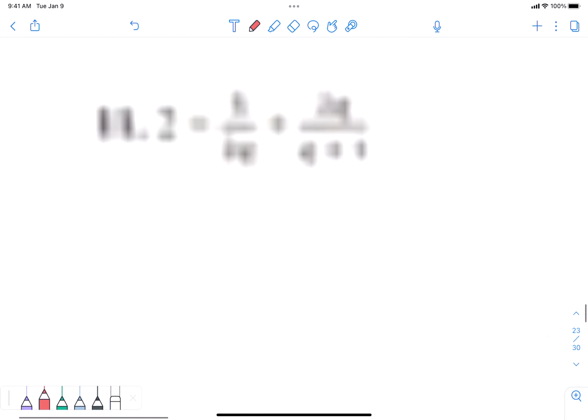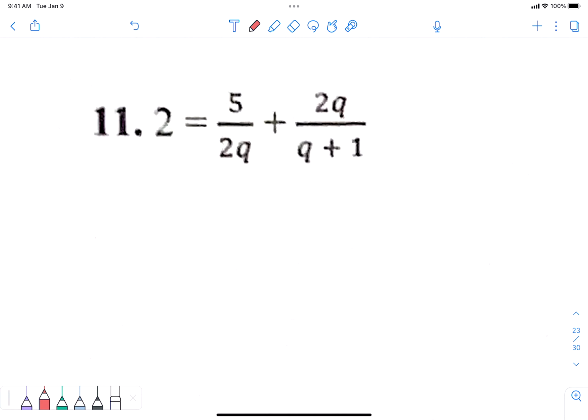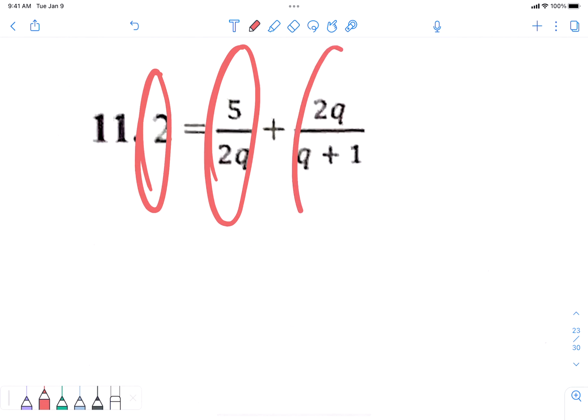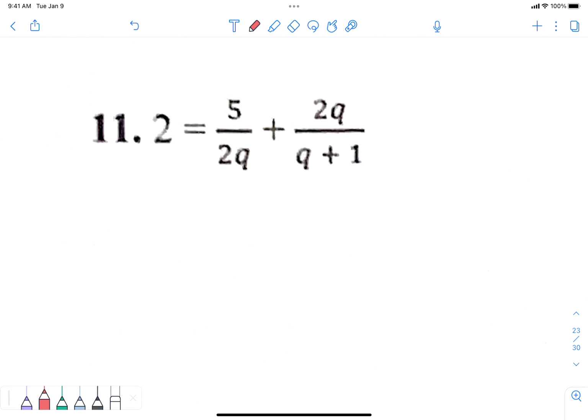Let's do this one together. How many pieces do you have? 5. How many chunks do you have? 1, 2, 3. Do you see the chunks? Okay. 2 as a fraction is 2 over 1. Okay, so make it that.